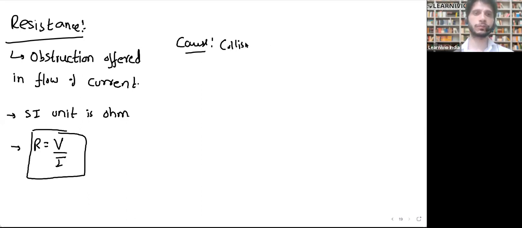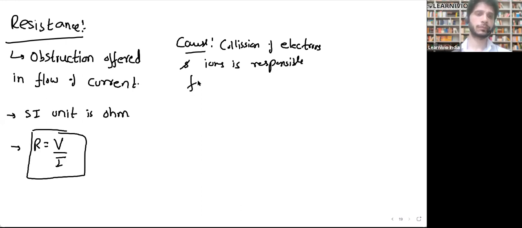So that is the cause of resistance. Collision of electrons and ions is responsible for resistance. This collision of electrons and ions is responsible for resistance. That's the cause of resistance. Greater the number of collisions, greater would be the resistance of the material. Note it down. I'll stop here.